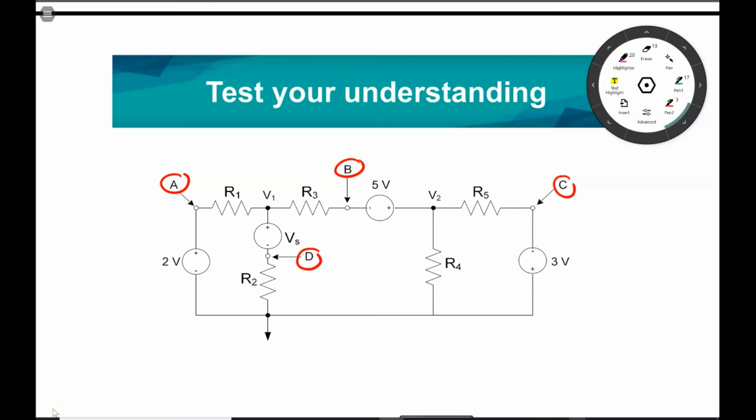Previously, you already did the exercise for this circuit. So now let's check your answer. First, this is the ground with the 0 voltage. Then you need to find A. So what is A?